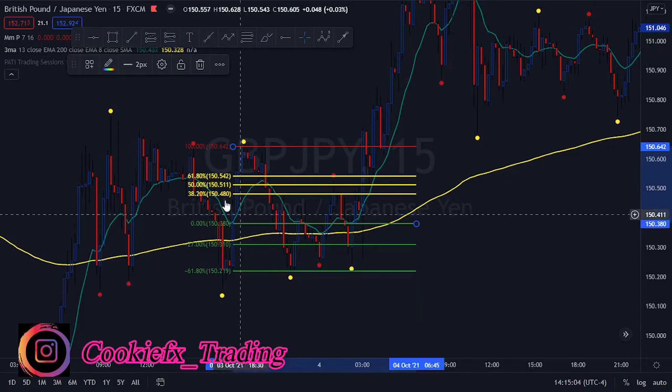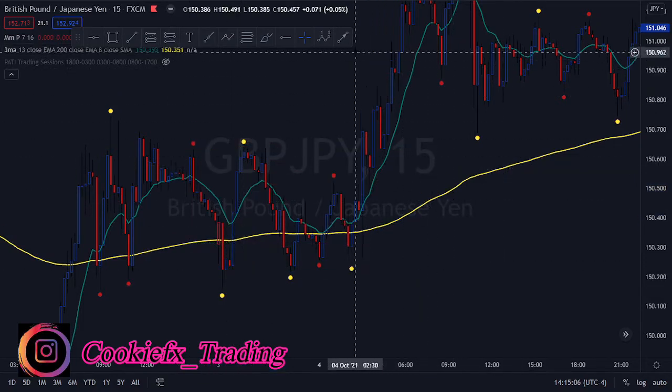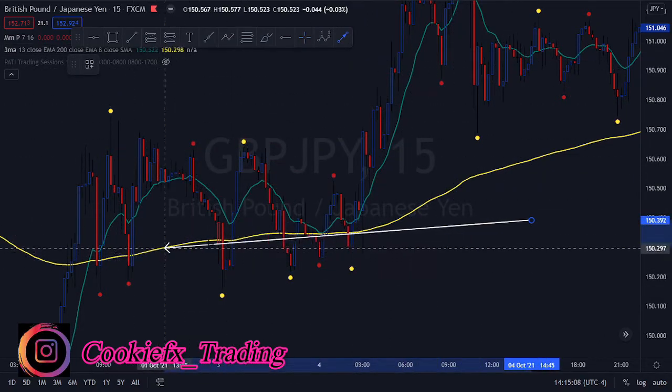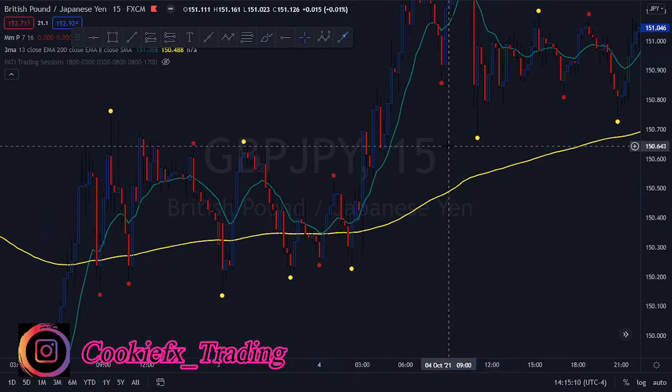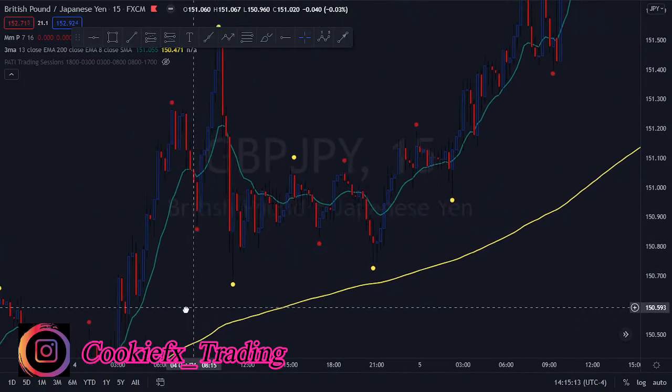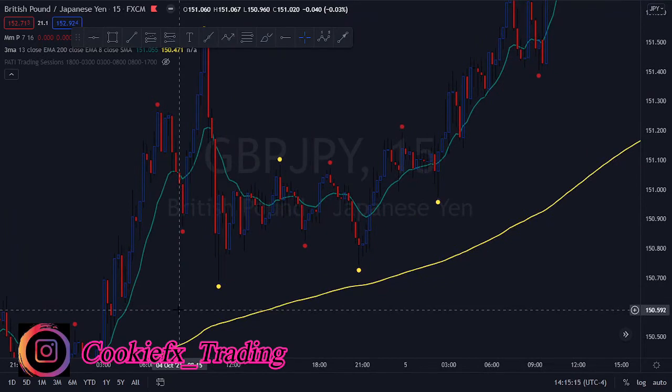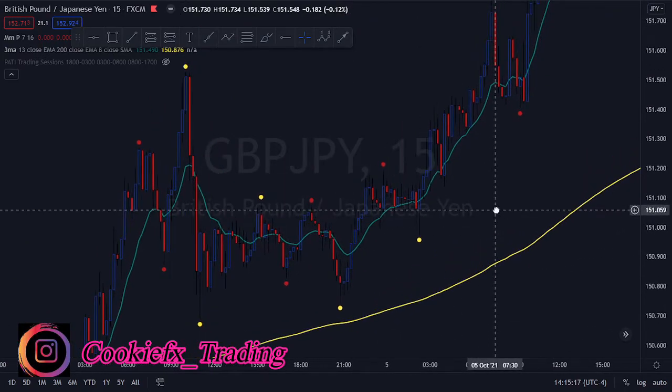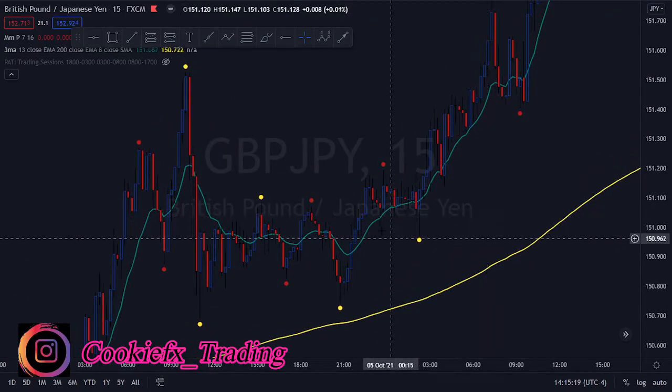You have no confluence there. Yes, the trade played out, but like I said, the 200 EMA is crossing through the candlesticks. There's no clear direction there. There's just no clear direction there. That's a setup that you don't want to take. You know what I mean?